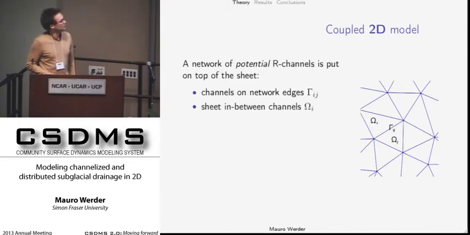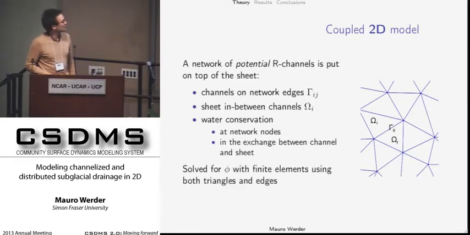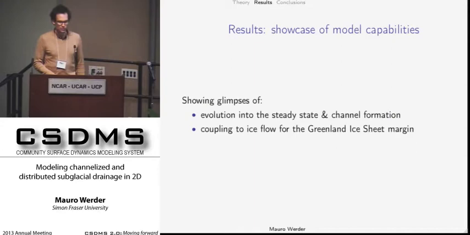And the sheet lives in between those on the triangles, and of course we need to take care that water conservation is enforced. And so this then leads to this elliptic equation for the hydraulic potential, which needs to be solved with, well, we use finite elements both on the edges and the triangles simultaneously. And I'll just now show a few results as a showcase of what the model can do. So one is the evolution into a steady state and how this channel network forms. And the other one I will show you is coupling to ice flow on the Greenland ice sheet margin.